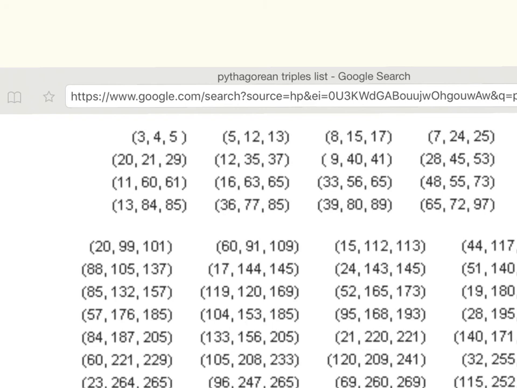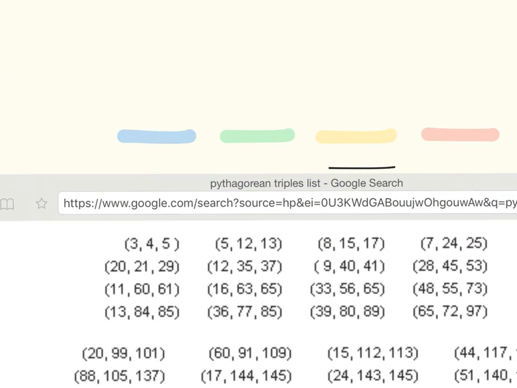3, 4, 5. Let's highlight it. 3, 4, 5, 5, 12, 13, 8, 15, 17, 7, 24, 25. I just showed you guys right here. I did a 9, 40, 41 on this example. All of those are our Pythagorean triples. But any combination of numbers that has that same idea will be a Pythagorean triple.